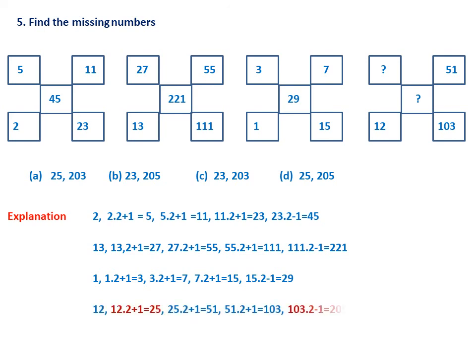So the next one, therefore, it should be, 12, first one, 12 into 2 plus 1, 25. So wherever 25 is there, that is one thing. 25 into 2 plus 1, 51. Next, 51 into 2 plus 1 is 103. 103 into 2 minus 1 is 205. Definitely the option is D. So this is how this figure with 8 numbers is given.